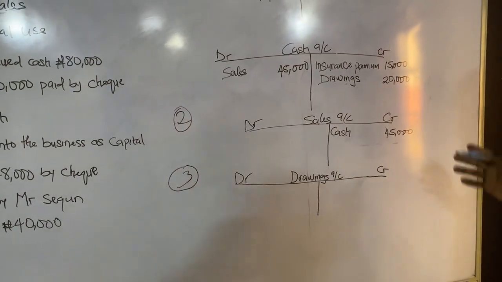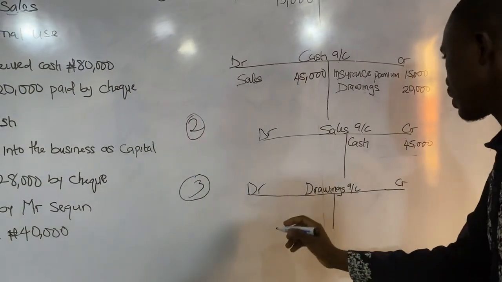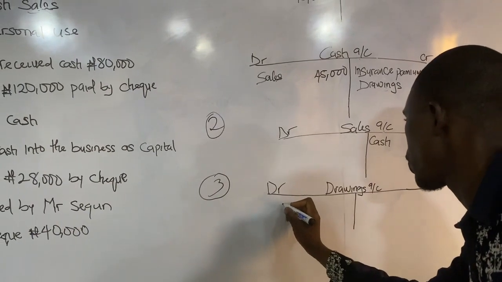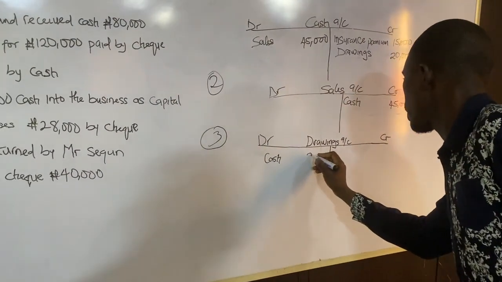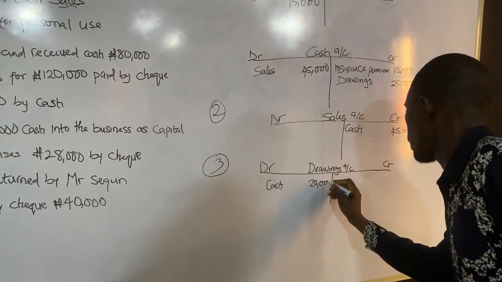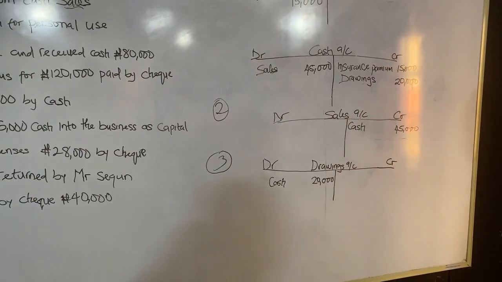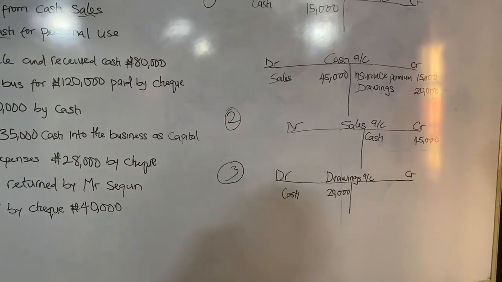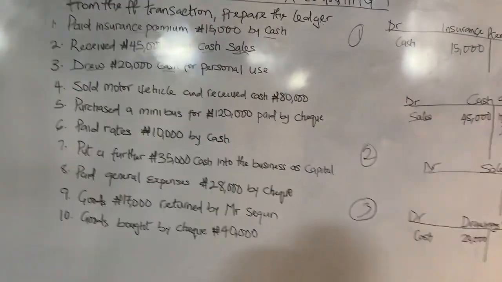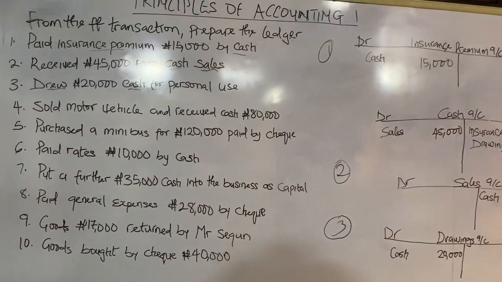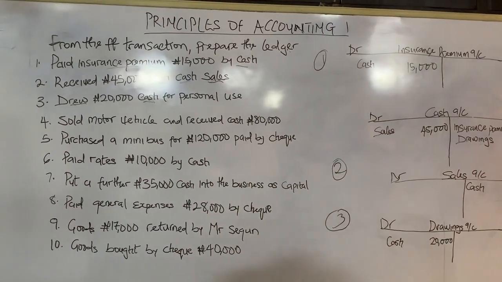Then it will now be the corresponding debit entry of it, which is cash, 20,000 naira. Sold motor vehicle and received cash, 80,000 naira. You sold motor vehicle and received cash, 80,000 naira.